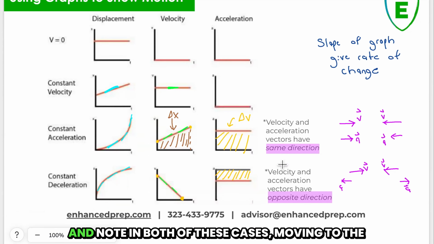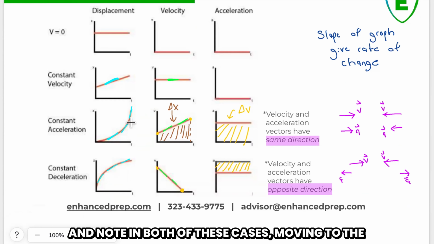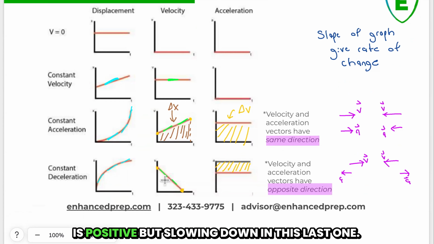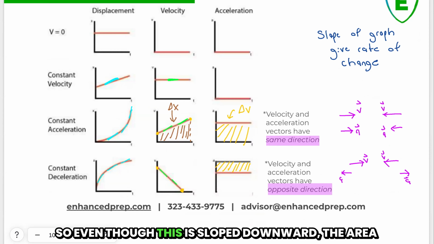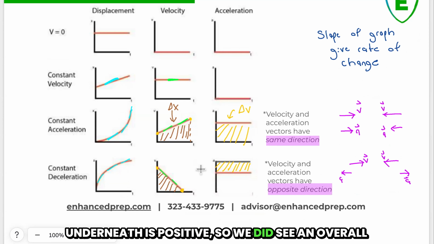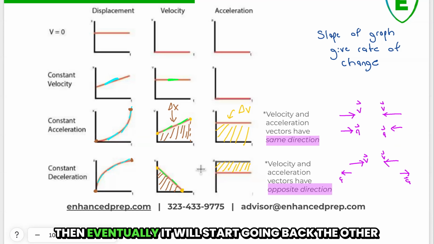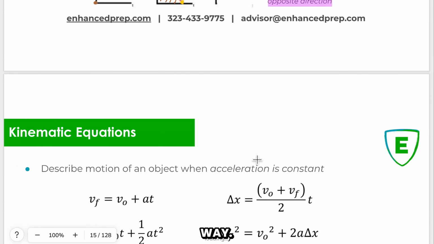Okay. And note in both of these cases, moving to the right, so the displacement is positive, but slowing down in this last one. So even though this is sloped downward, the area underneath is positive, so we did see an overall change, an increase in the position. But then eventually it will start going back the other way, right?